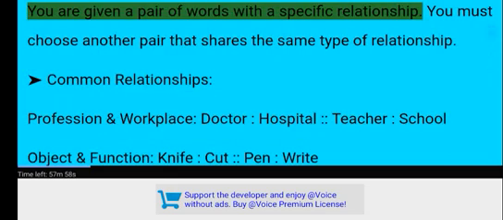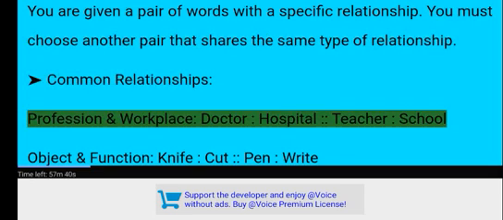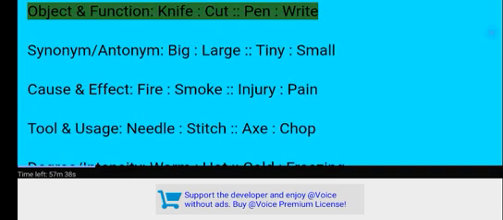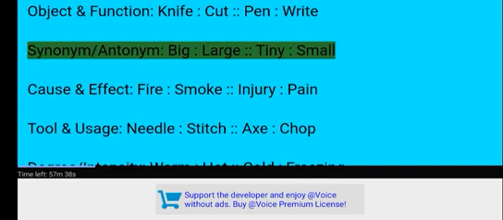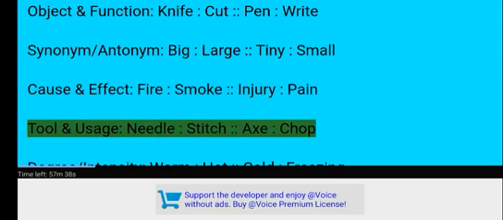You are given a pair of words with a specific relationship. You must choose another pair that shares the same type of relationship. Common relationships: profession and workplace, doctor-hospital, teacher-school. Object and function, knife-cut, pen-write. Synonym, antonym, big-large, tiny-small. Cause and effect, fire-smoke, injury-pain. Tool and usage, needle-stitch, axe-chop.